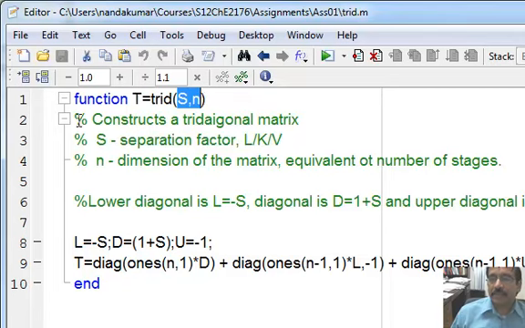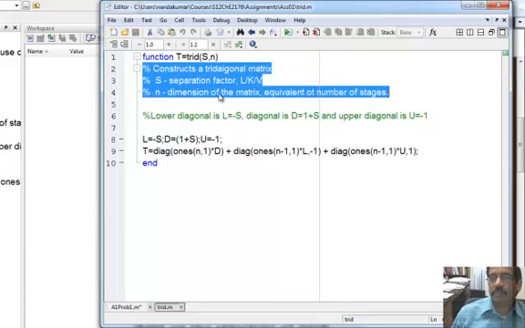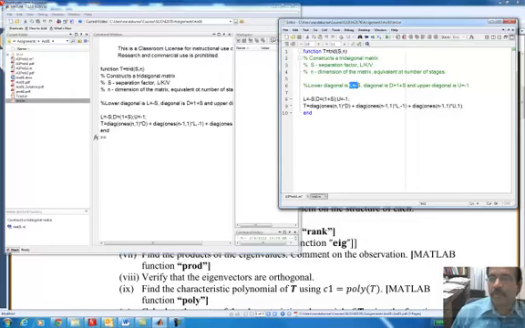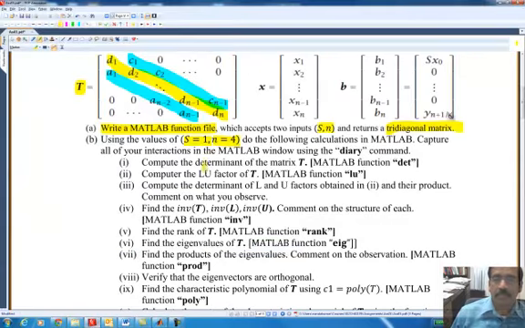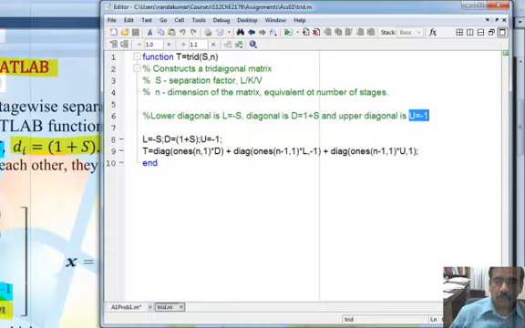In the next several lines, we can put a lot of comments about what that function is supposed to do. So for example, I'm saying that it constructs a tridiagonal matrix, s is called the separation factor, and n is the dimension of the matrix equal to the number of stages. And I also say how I'm going to calculate the lower part, the diagonal part, and the upper part. And these are actually given in the problem statement itself, that d is given as 1 plus s, a is given as -s, and c is given as -1. Okay, so that's just a comment to explain what I'm doing.